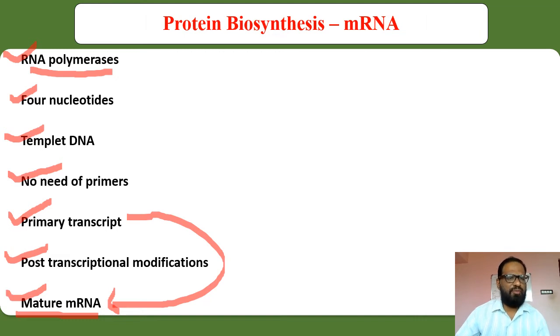And apart from that, you can find that there is the initiator codon, that is the start codon, and there are termination stop codons. These are some of the things which are necessary for the mature mRNA. I think we have understood what exactly happens in the process of mRNA synthesis, RNA synthesis.